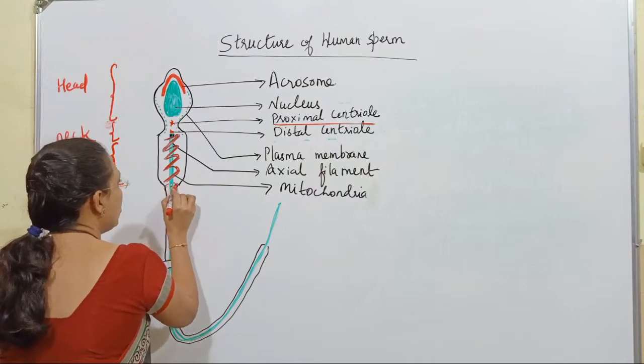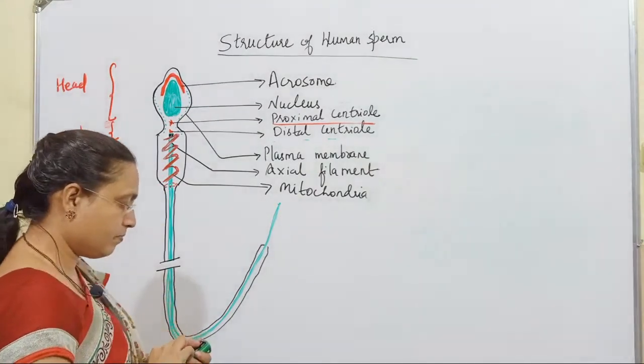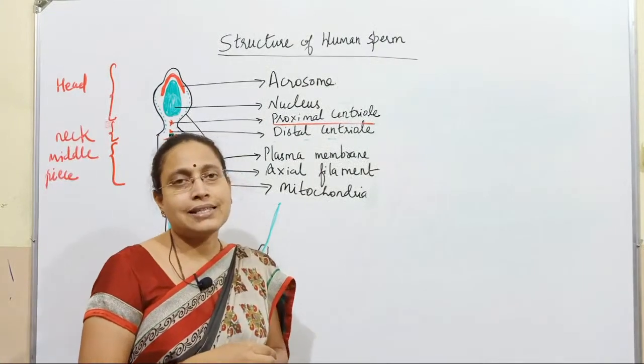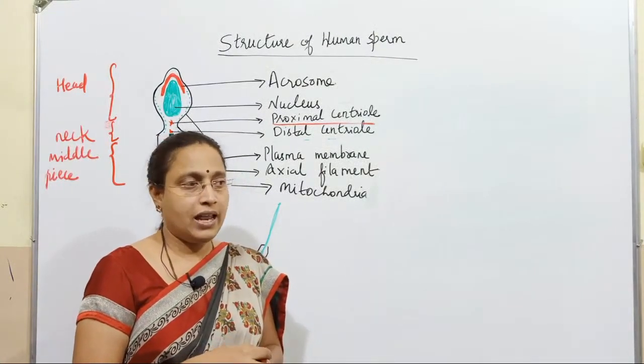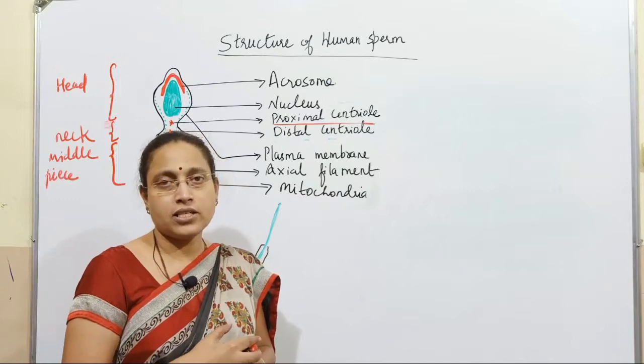There is a centriole at the end of the middle piece. It is called the ring centriole, or it is also called the annulus. Its function is still not clear.